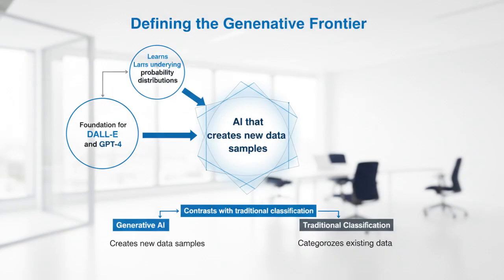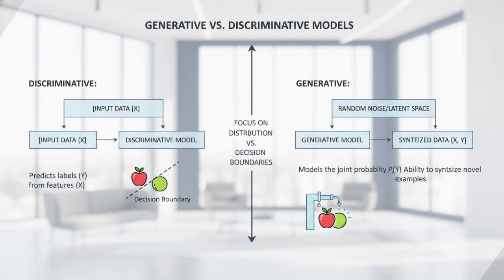Imagine you have a basket of fruit. A discriminative model acts like a sorter. It looks at a piece of fruit and decides, based on its features, whether it is an apple or an orange. It maps input data to labels.